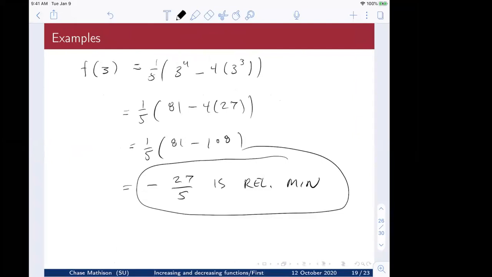Excellent question. So your answer for this one would be minus 27 over 5 is a relative minimum. And you could also say it occurs at x equals 3. Any other questions?